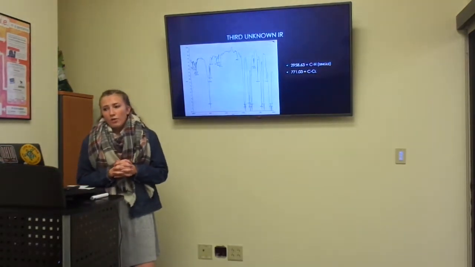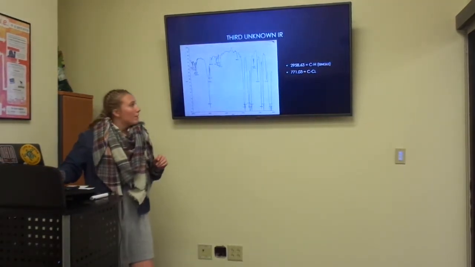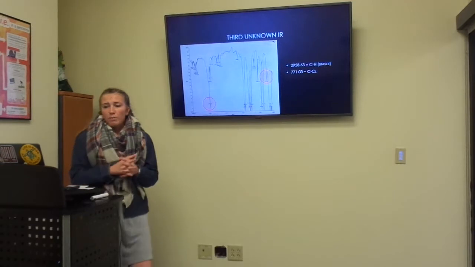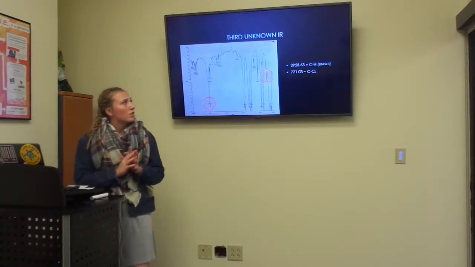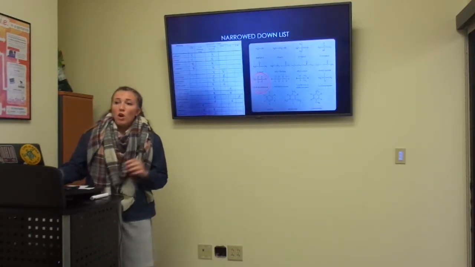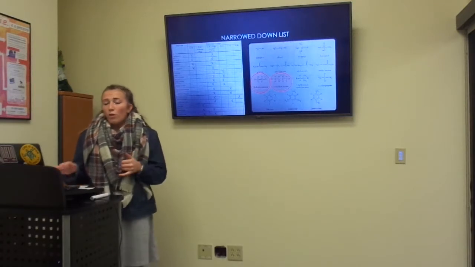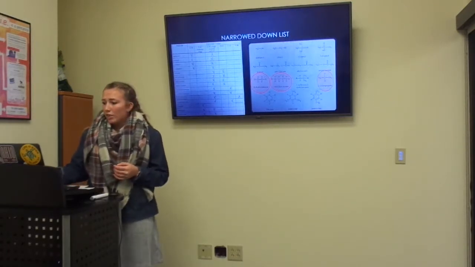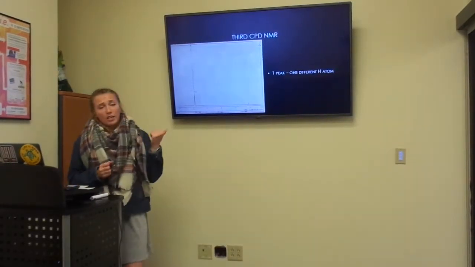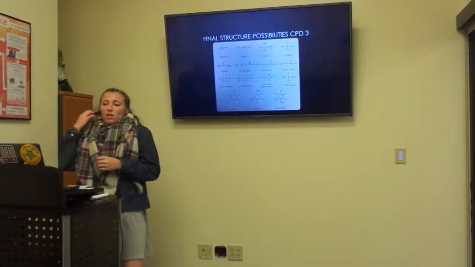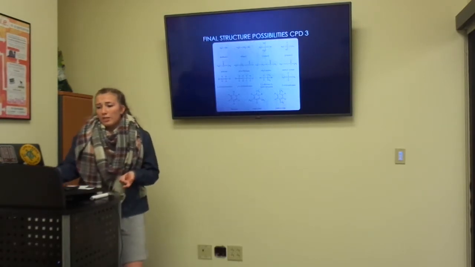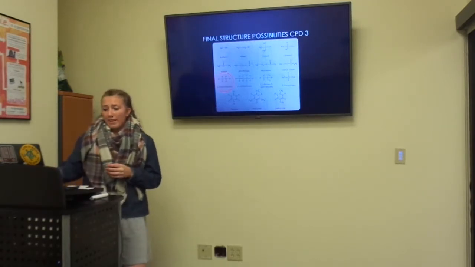The last unknown, the infrared spectroscopy shows that there's a peak around 2900, which is a CH single bond, and there is also a peak around 771, which shows there is a CCl bond. This narrows the list down to 1,2-dichloroethane, 1,4-dichlorobutane, and 2-chloropropane. Looking at the NMR, we can see that there is 1 peak, that means there is 1 different H atom. The final structure possibility, because of the infrared spectroscopy and the NMR spectroscopy, is 1,2-dichloroethane.